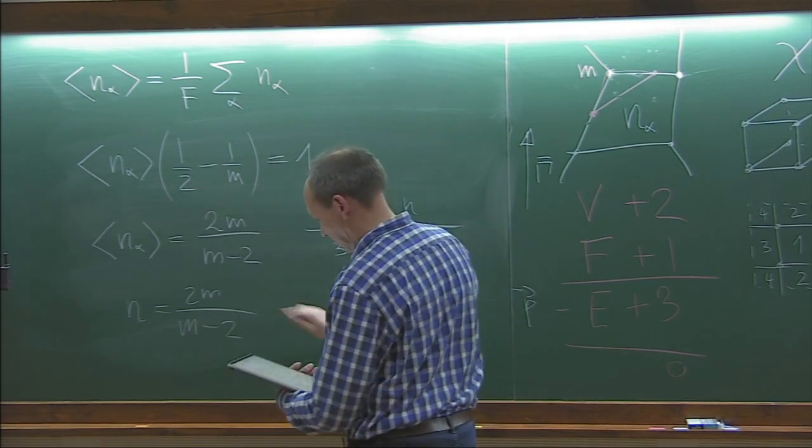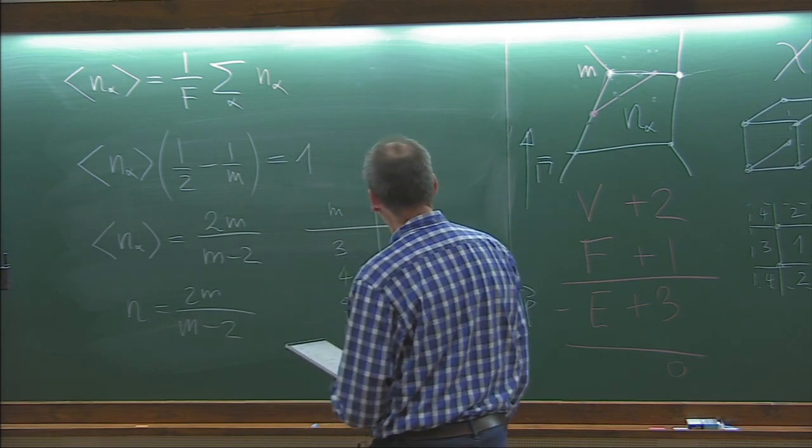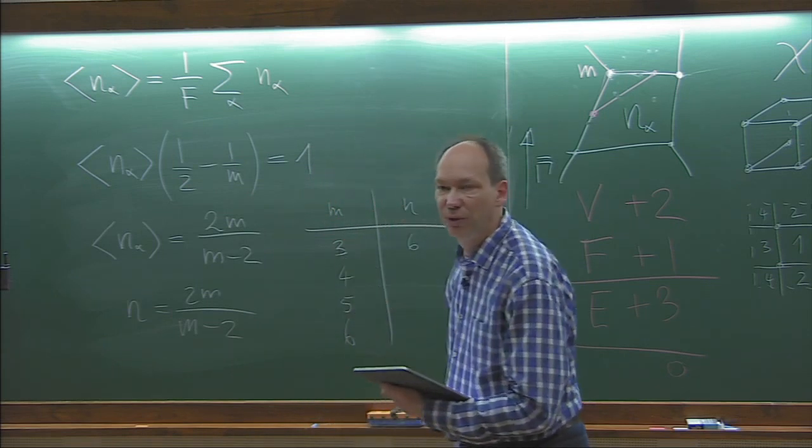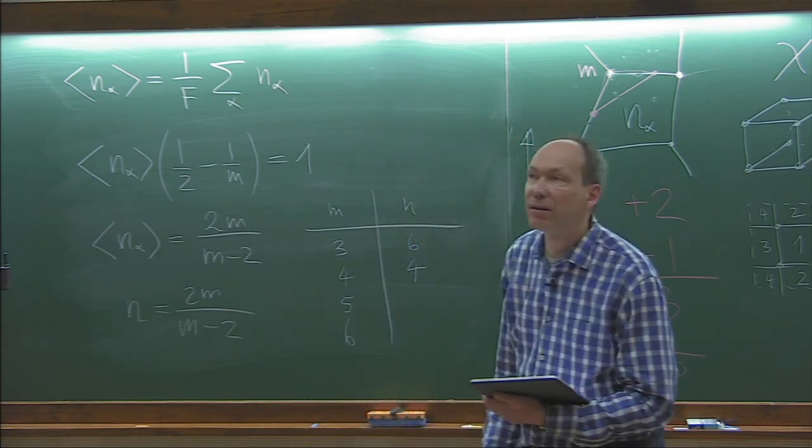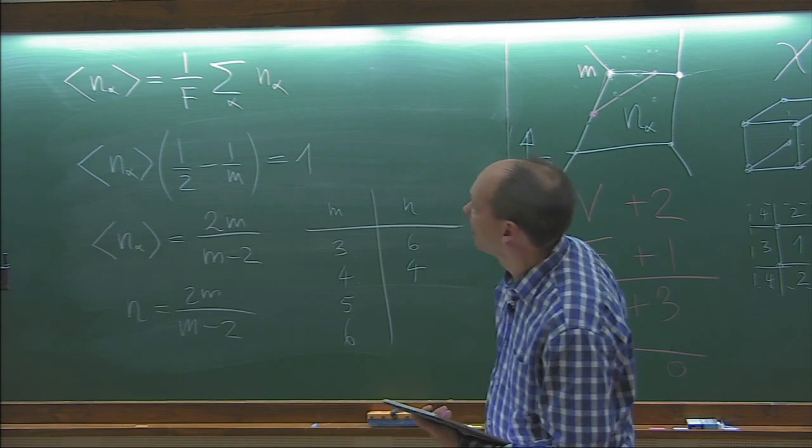With m equals 3, we have n equals 6. These are hexagons, which have threefold vertices. For m equals 4, we have n equals 4. These are squares, which you see here as a second case.